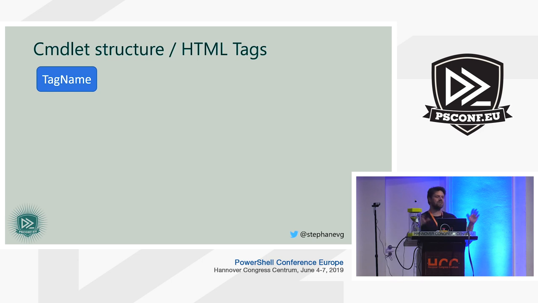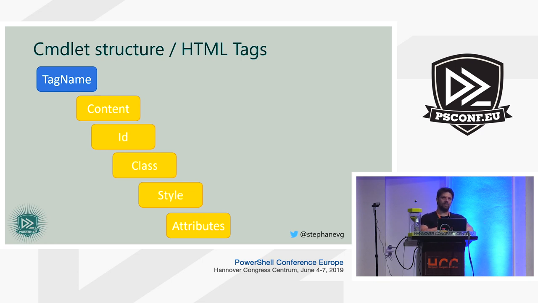Okay, so as a recap, we have for every HTML tag those elements, so content, ID, class, and style. So these are parameters that are available on every HTML tag in PSHTML, and these are actually attributes that you have in HTML. And there's this additional one called attributes to allow you to add parameters that are not available on any of the HTML commandlets. And I come back to that in a second.